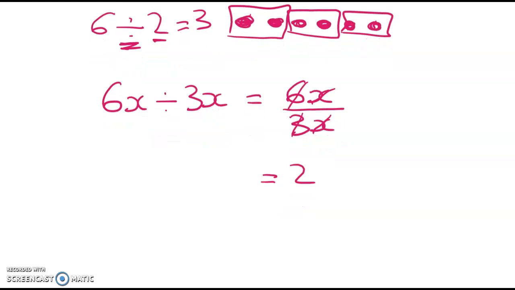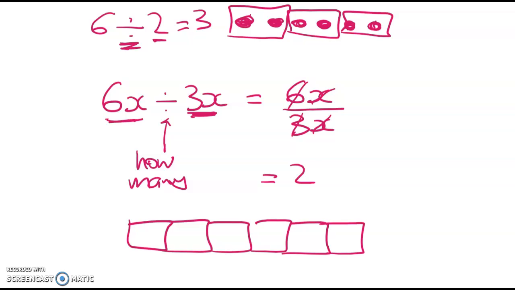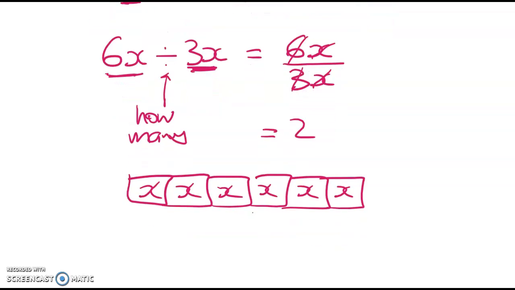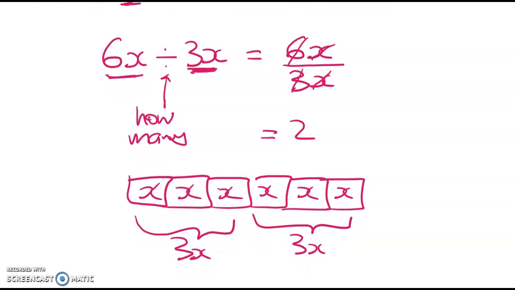But let's think about how we could draw that out. Well, this means how many lots of this 3x are there in 6x. So if I had some nice algebra tiles, I know someone's going to tell me that, then I could do this like this. I've got 6 x's, and I want to know how many groups of 3x have I got. So there's one group of 3x, and there's a second group of 3x. So that's why my answer is 2. Right, now that doesn't mean that I want to draw out algebra blocks every time, because I want to get fluent enough to just do it like this.